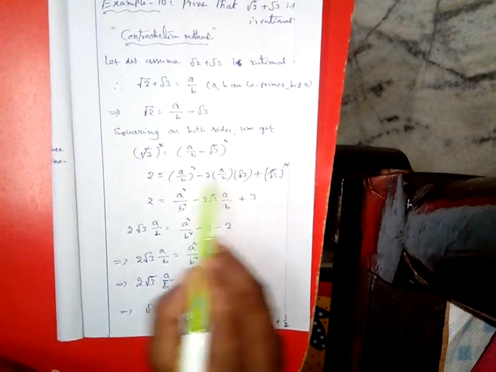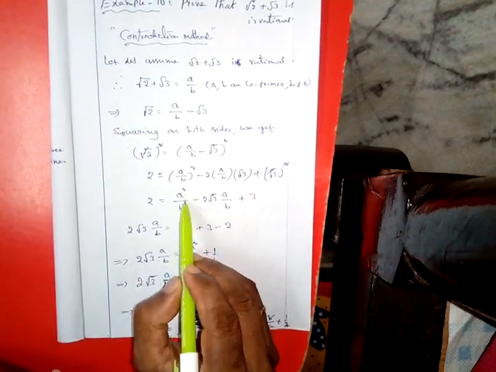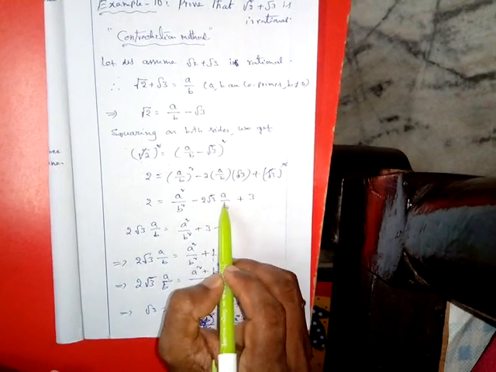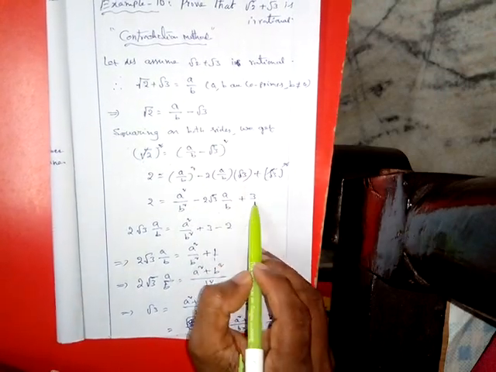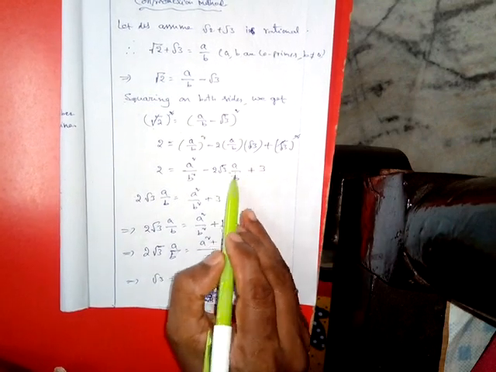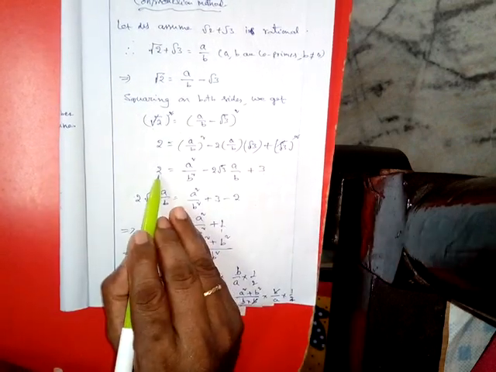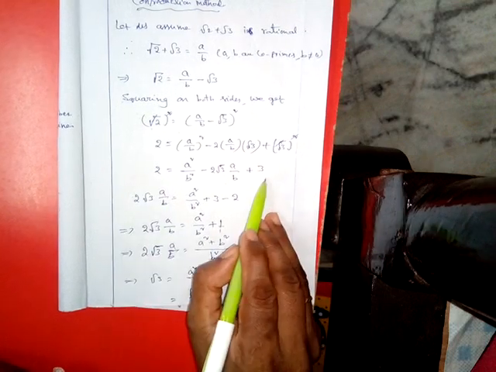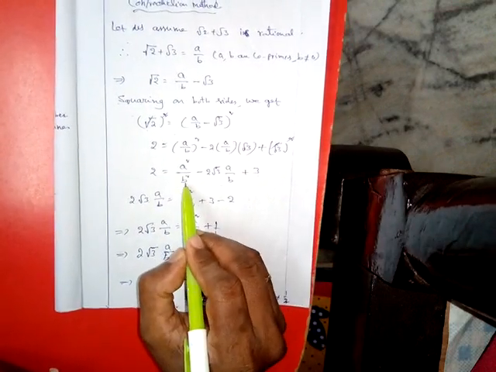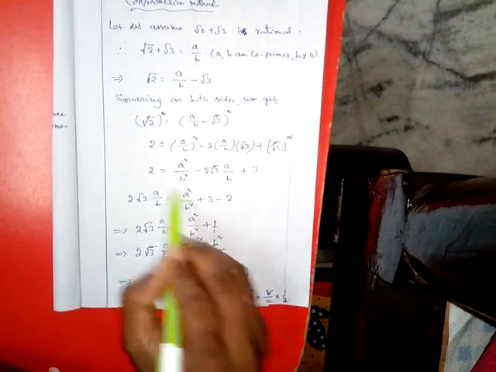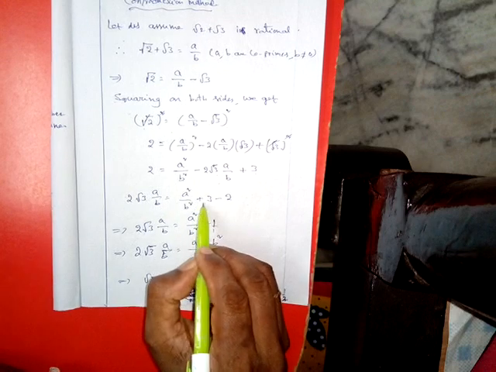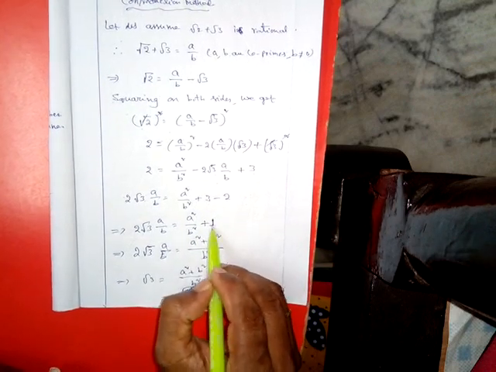Now simplify the RHS. A by b whole square means a square by b square, minus 2 root 3 a by b, plus root 3 whole square means 3. Now bring this minus 2 root 3 a by b to the left side and send the plus 2 from LHS to RHS. Then it becomes 2 root 3 a by b is equal to a square by b square plus 3 minus 2, that is, plus 1. 1 means 1 by 1.